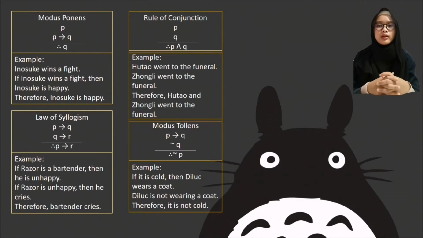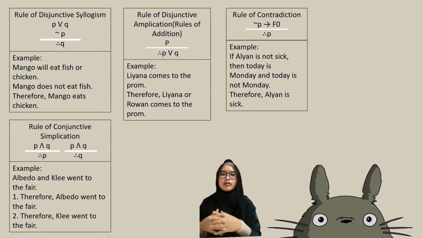For example, if it is cold, then Diluc wears a coat, P implies Q. Diluc is not wearing a coat, negation Q, therefore it is not cold. Conclusion negation P. Rule of disjunctive syllogism: P or Q, and then we have negation P, our conclusion will be Q.